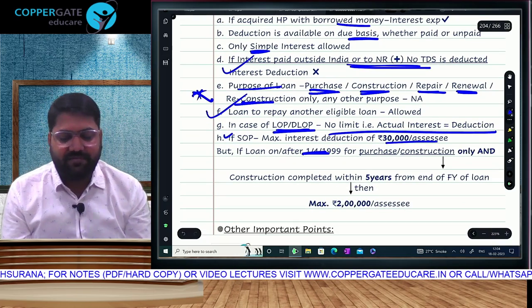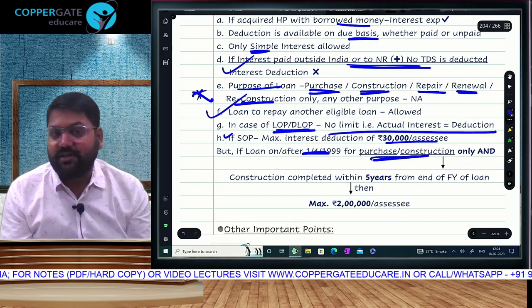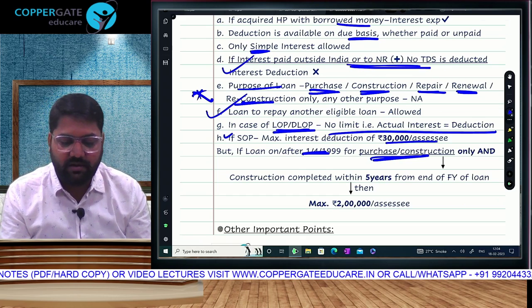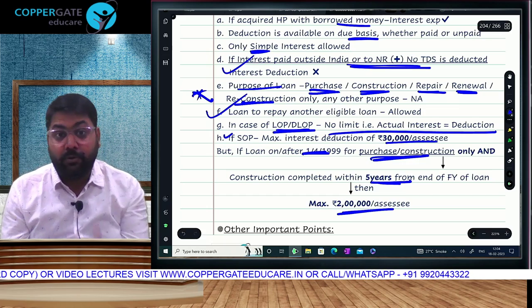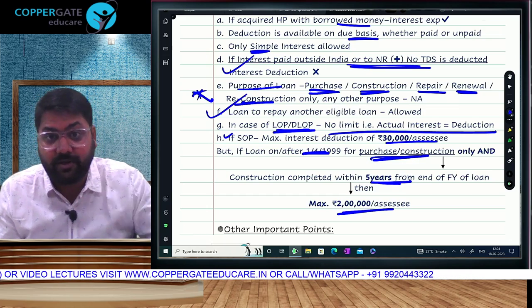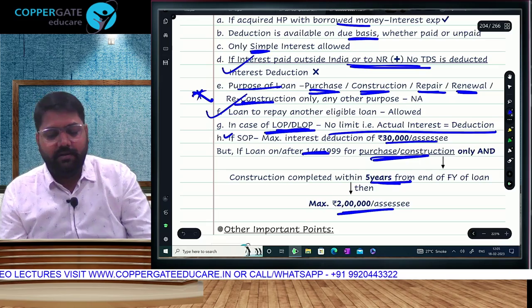Loan taken on or after 1/4/1999, for purchase or construction. For the other three purposes, it will be 30 only. And completed within 5 years from the end of the year of loan, then the limit will be 2 lakh. In SOP. For LOP, DLOP, it will be unlimited.